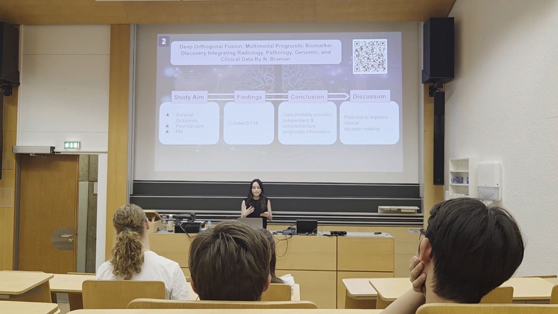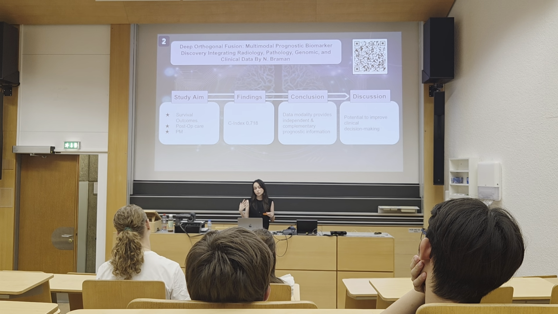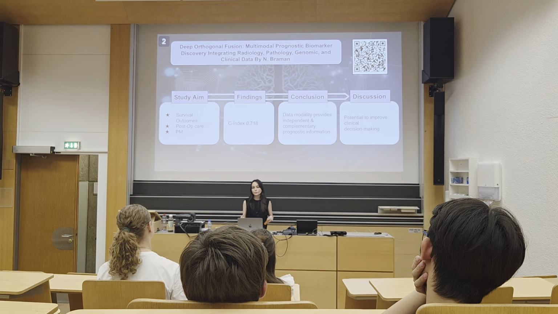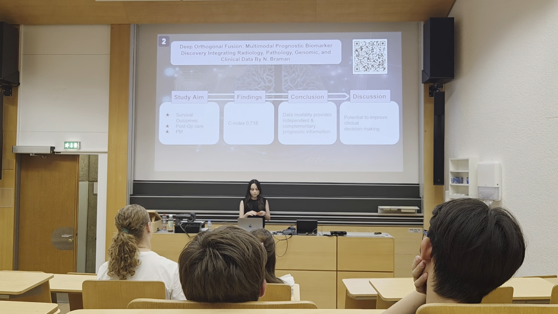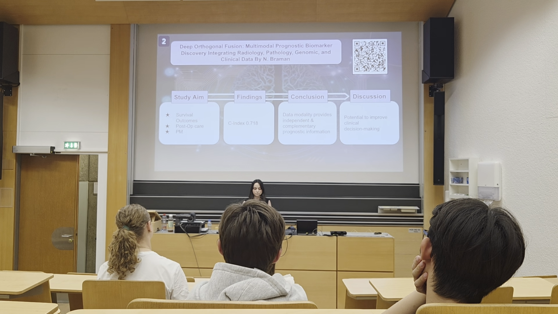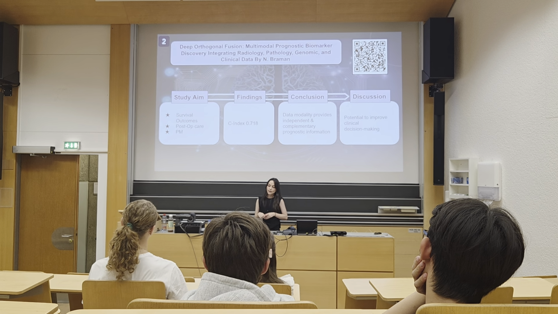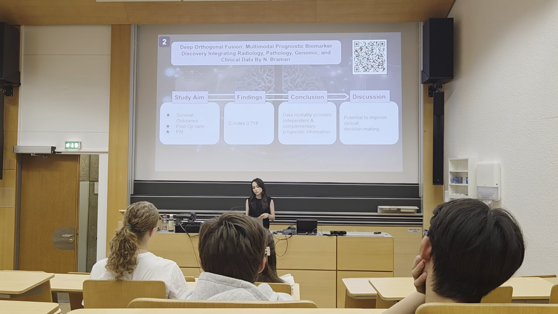Radiology is when the MRI scans and any type of brain imaging is taken. When looking at pathology, it's the tumor grade, the size, the shape. For genomic, it's just your IDH mutations, any sort of cancer mutation that occurs. And clinical data is just your personal information.